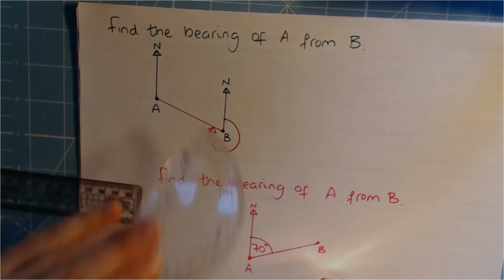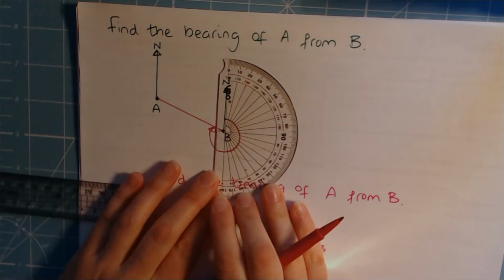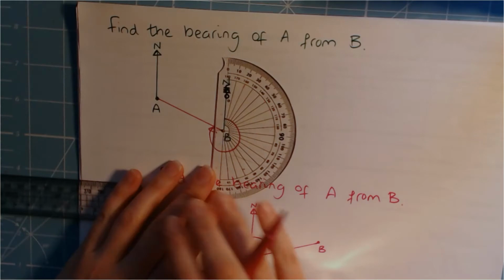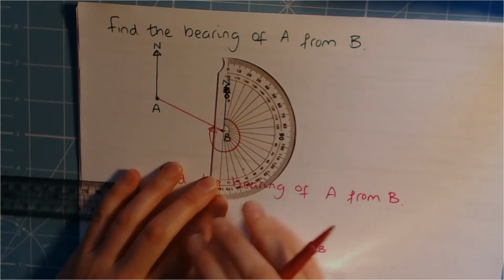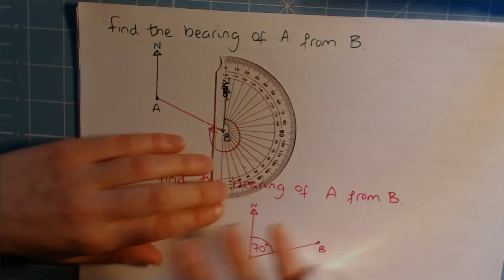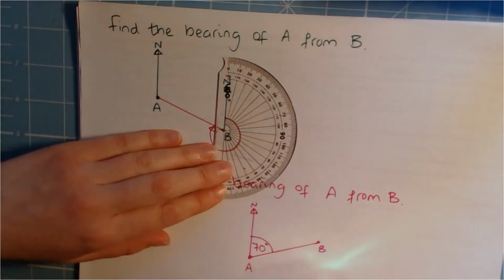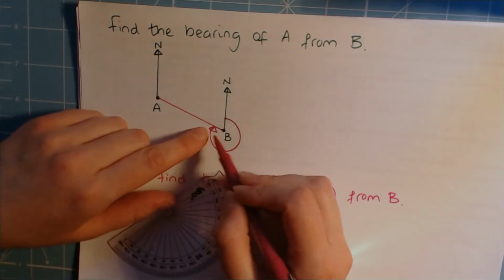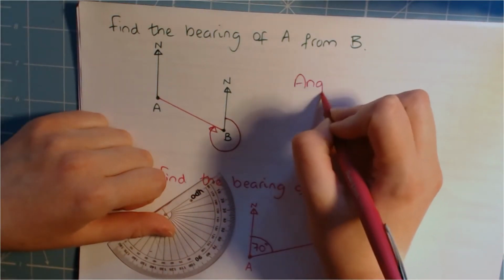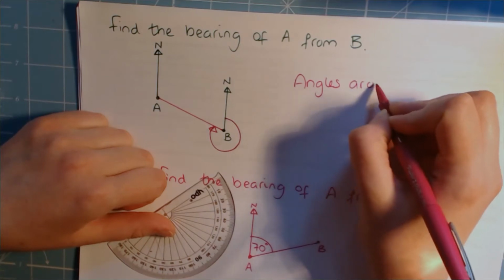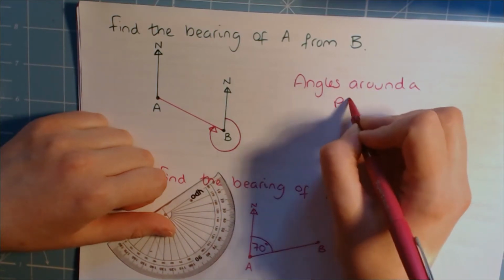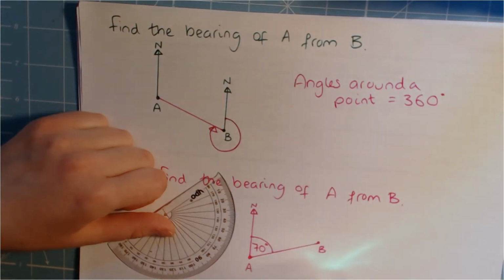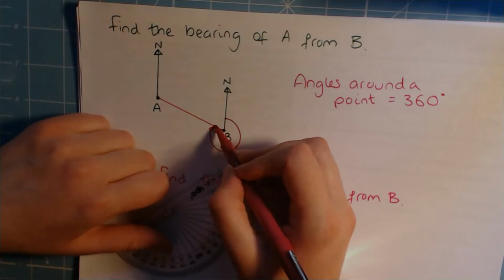The problem is my protractor's not big enough. Okay, now I do have another video on here on YouTube about measuring angles that are bigger than 180 degrees. Have a look at that if you need a bit more of an explanation, but I'm just going to briefly go over it now. Okay, so I know that there's two different ways of doing this. And the one I'm going to show you right now is angles around a point. If I know that the angles around a point must sum up to 360 degrees. Okay, they must sum up to 360 degrees altogether.